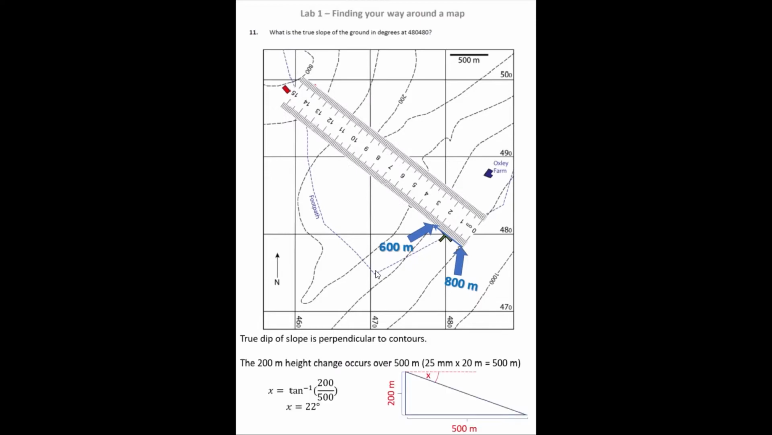Then again, in exactly the same way we did for the previous question, we can use simple trigonometry, build ourselves a right angle triangle, which says that the angle of slope is equal to the inverse tangent of our change in height over our change in horizontal distance. In this case our change in height is 200 meters, and that occurs over 500 meters of horizontal distance, and the inverse tangent of that ratio gives us 22 degrees.